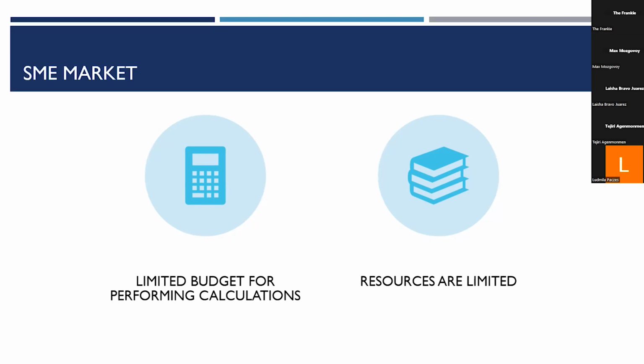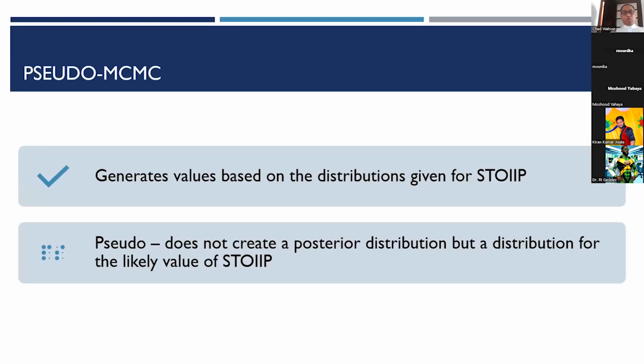But like I said, we're using a pseudo setting. So technically, looking at the formula, we did an expectation of that, which is why it's still used, and we would see this in the example that I'm putting forward. So I mentioned already, you generate values based on the distribution given for the STOIIP, the stock tank oil barrels in place. It does not create a posterior distribution. So some people might say we can't use this, but you can, because you're actually looking at the likelihood value.